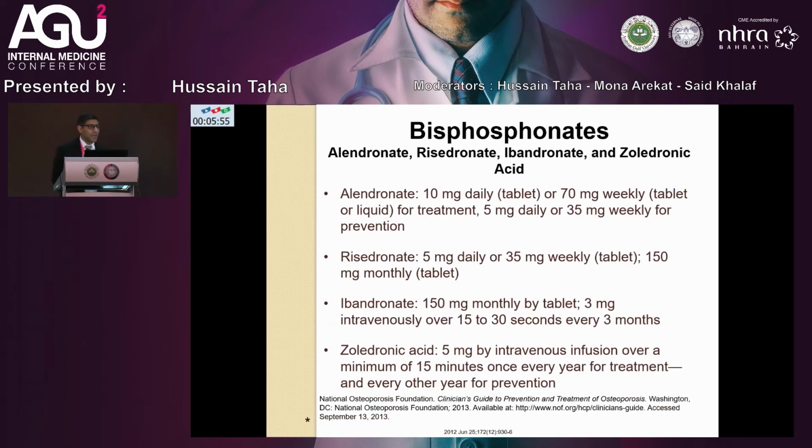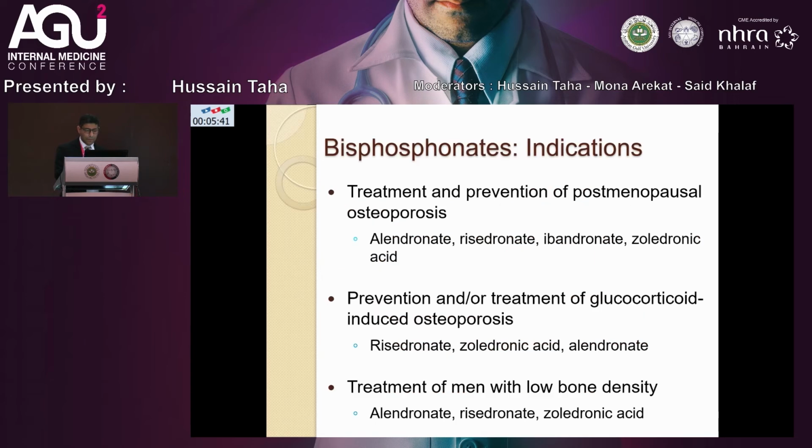What about bisphosphonate? The mainstay of treatment therapy for osteoporosis is exercise, diet, calcium supplement, and bisphosphonate. Bisphosphonates like alendronate, risedronate, ibandronic acid, and zoledronic acid are used for prevention of postmenopausal osteoporosis, prevention and treatment of glucocorticoid-induced osteoporosis, and treatment of men with low bone density.